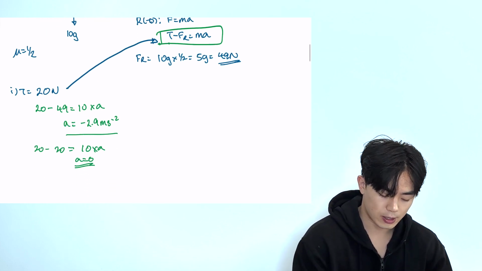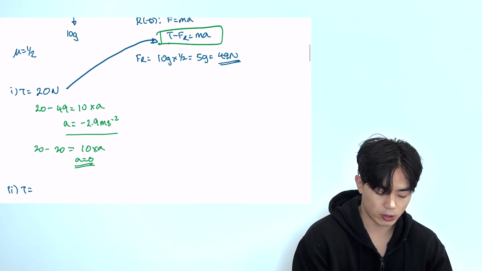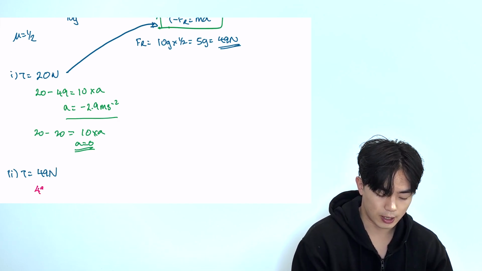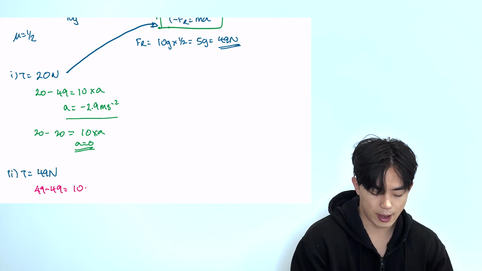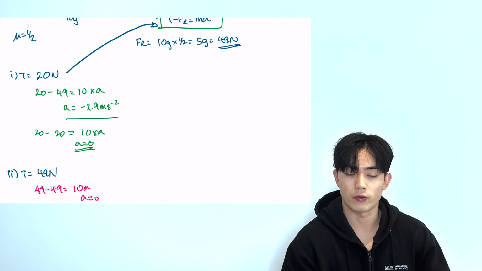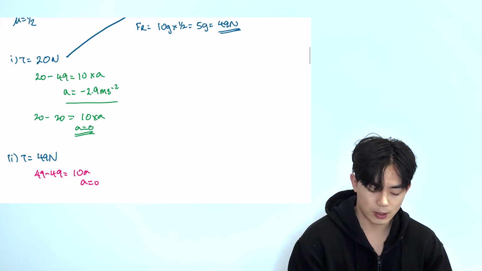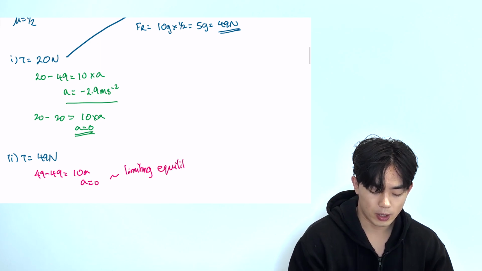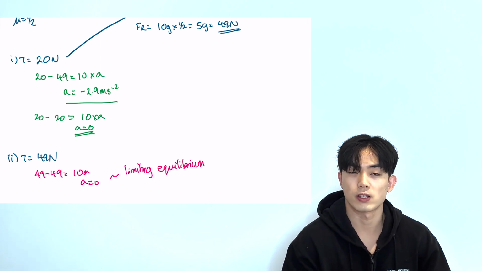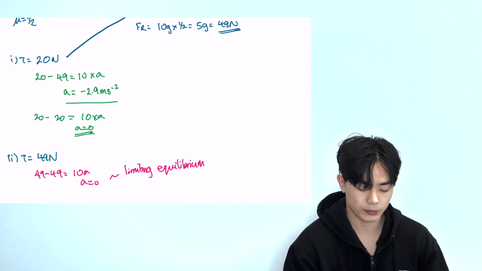Let's look at the second scenario. Let's say that tension is equal to 49 newtons. So let's replace it again. 49 minus 49 is equal to 10A, and as you can see, A is equal to 0. So this is a case where the maximum amount of friction needs to be used to prevent it from moving. We call this limiting equilibrium, because the particle is still not moving, it's still in equilibrium. However, any more force applied to the tension will make it start to move. So this is the point of it moving. It's on the point of movement, that's what we call it.